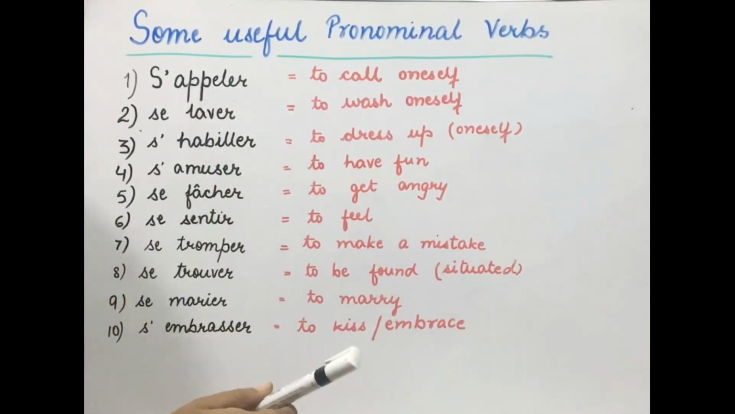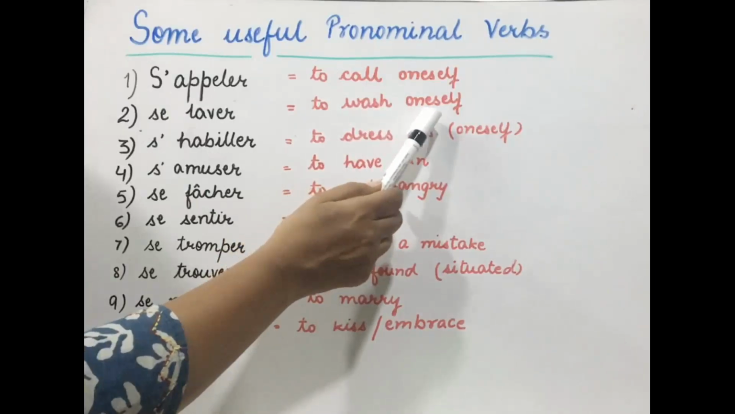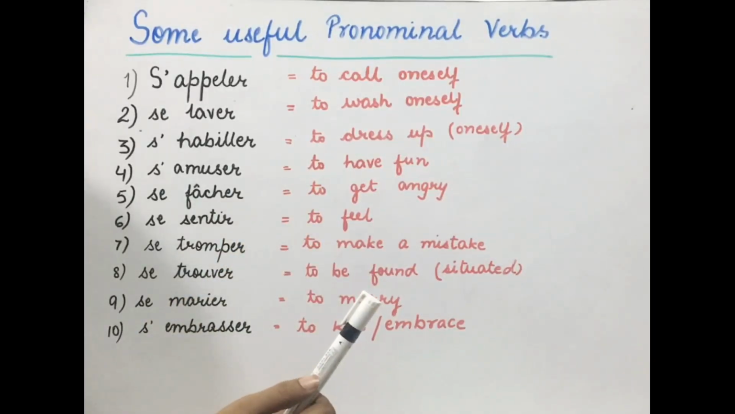And the second verb here is se laver. Se laver, we have done just the conjugation a few minutes back, means to wash oneself. Okay, so je me lave le matin. You can use this sentence in your usage. Je me lave le matin.